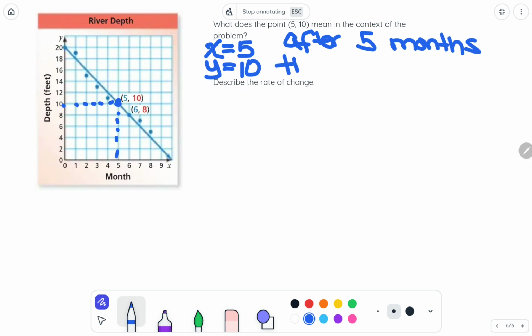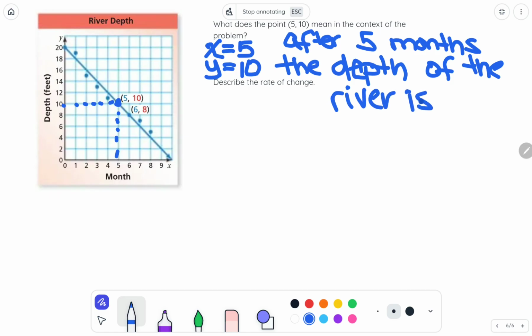Five months, the depth of the river is 10 feet. That's what it means, right? When x equals 5 and y equals 10, it means that the depth of the river is 10 feet. Second part says to describe your rate of change.